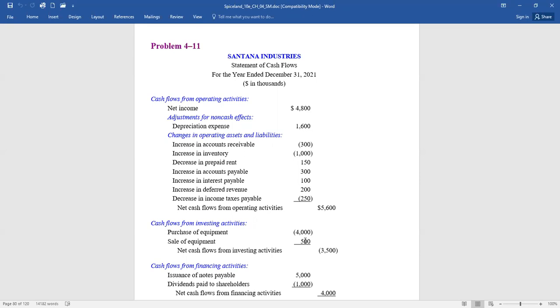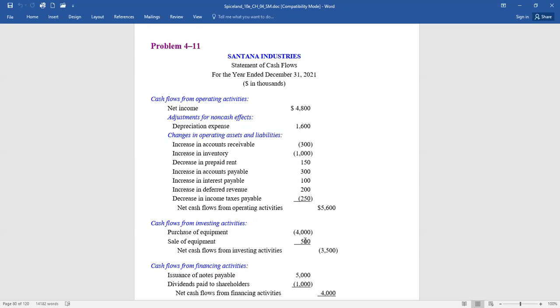Now, in the next part, it says equipment with a book value of $500. The original cost was $1,500. Let me see if this works out. Okay. $1,500. I would have credited the equipment account for that $1,500 when we sold it, right? You credit it for the cost. So we have $16,000 in debits, $1,500 in credits. So at the end of the year, my balance should be $14,500. It is.